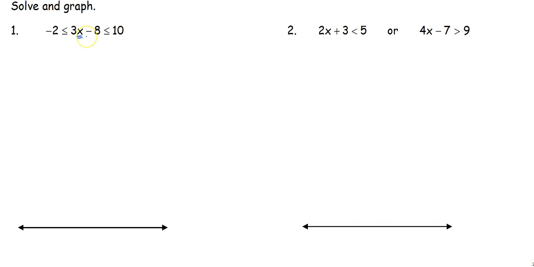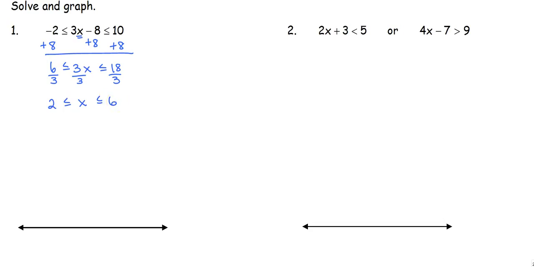My goal is still to isolate my variable. So the first thing I'm going to do is move my 8 from the middle, but I have to move it left and I have to move it right. Remember, I have to move it to all 3 pieces. -2 and 8 gives me a +6, and 10 and 8 is going to give us 18. We divide by 3 to isolate our x. 2 is less than or equal to x, which is less than or equal to 6.